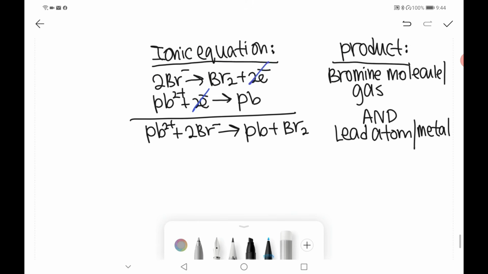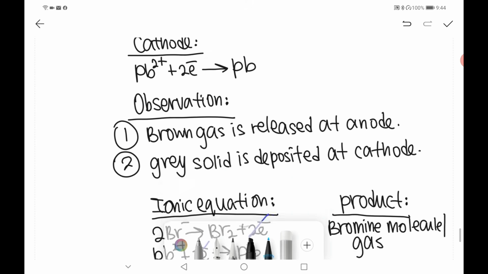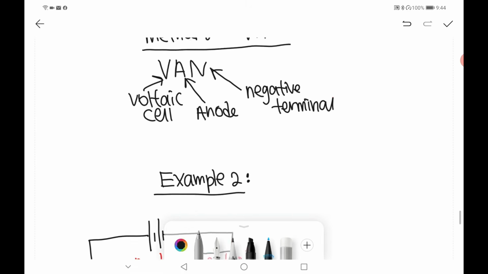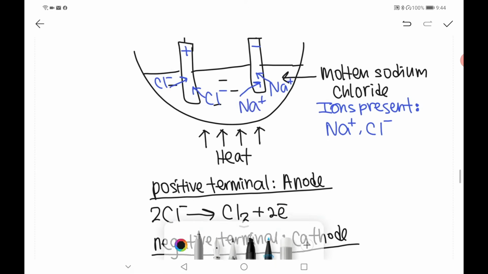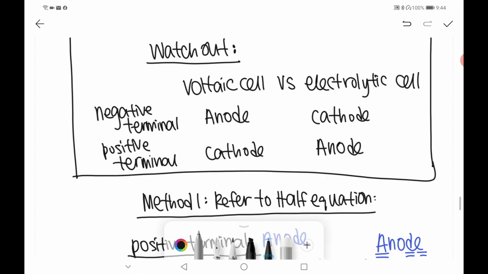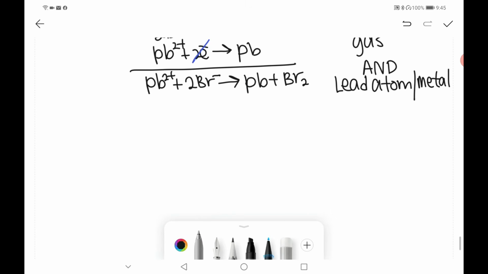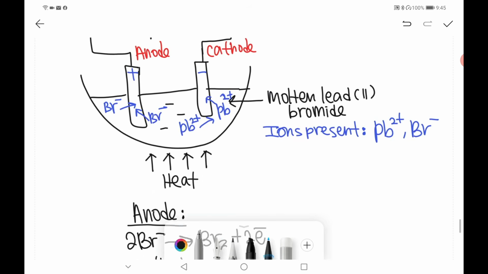So let's go on with the last example. Now we will cover example number 3. We already have example number 1, and just now we have example number 2. So this will be the last example that we will cover for today. Example number 3, same thing.